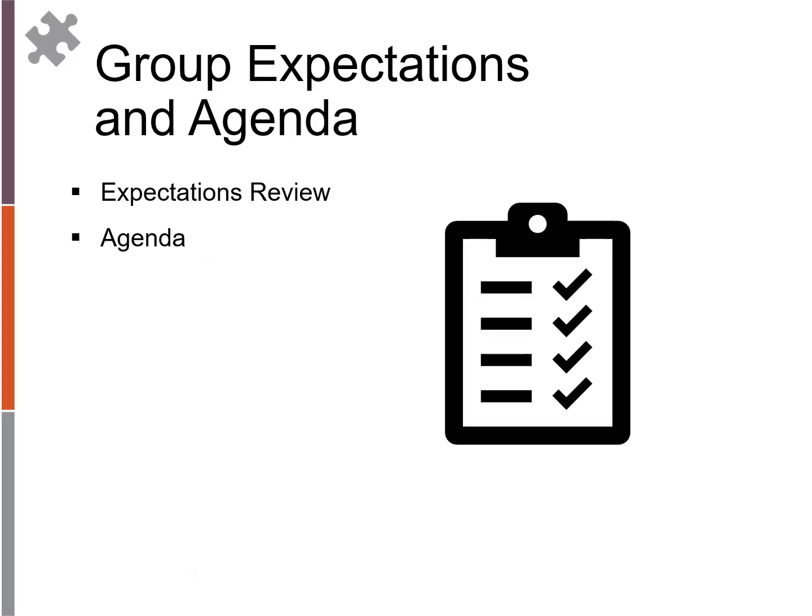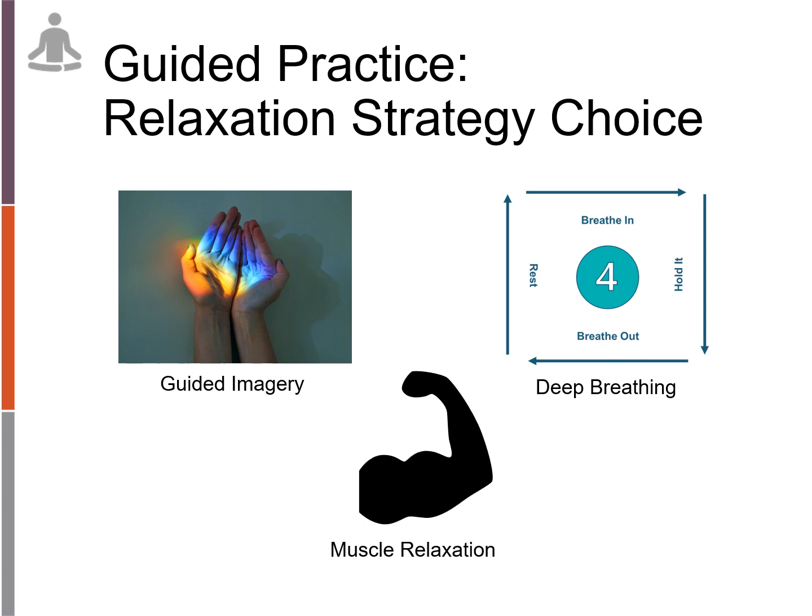This group meeting begins with a review of the group expectations and the agenda for the day. During the last several group meetings, you have practiced 3 different relaxation strategies: guided imagery, deep breathing, and muscle relaxation. This group meeting, you will lead the students in a guided practice. You can either select a strategy yourself or offer the option to students to select one. The scripts for all 3 strategies are included in the manual.